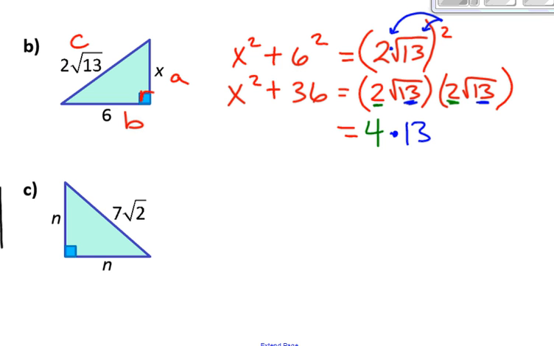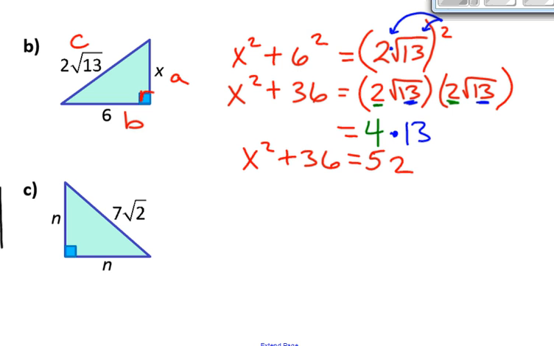All right, so we have the x squared plus 36, and then we have 4 times 13. So 4 times 13 is going to be 52. So now we have an equation. We have x squared plus 36 equals 52.